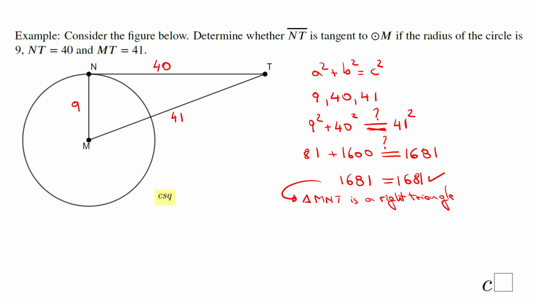Because this is a right triangle, then we have a right angle. But which one is going to be the right angle? Obviously the one on the opposite side of the longest side. So this will be now a 90-degree angle. So I'm going to write that here. The measure of angle N is 90 degrees. Which means segment NT is perpendicular to segment MN. Which means exactly what we need to determine. Determine whether NT is tangent to circle M. Yeah, it is.